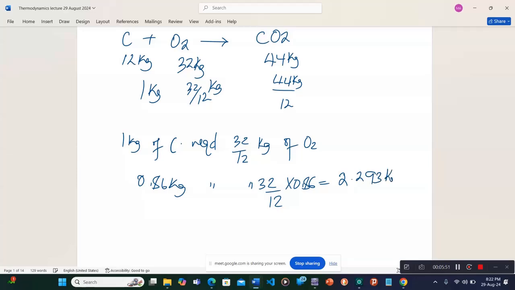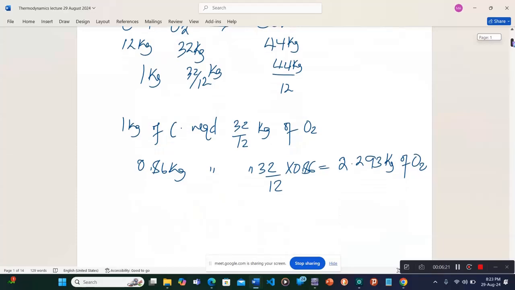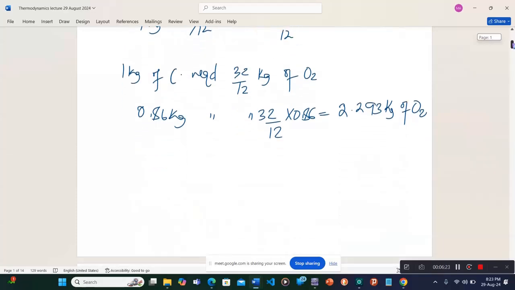So this gives us 2.293 kilograms of oxygen. Why are we calculating oxygen? Because we are told to calculate the theoretical air supply. So oxygen is related to air, because once we get the amount of oxygen that was required or consumed, then we can relate it with how much air was supplied, and then we will have been able to answer this particular problem.